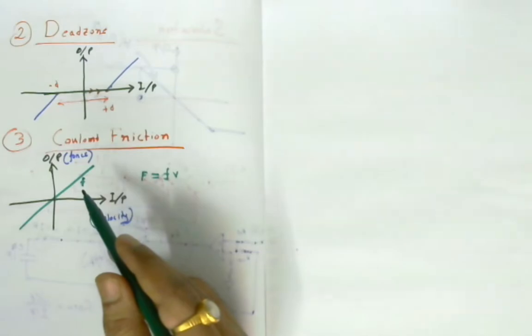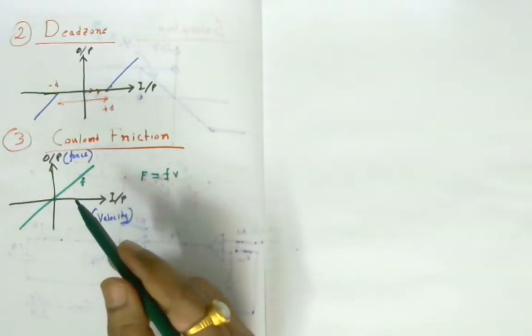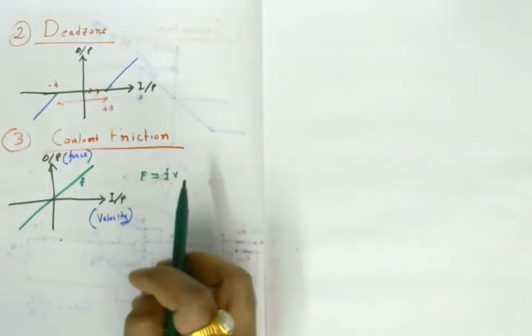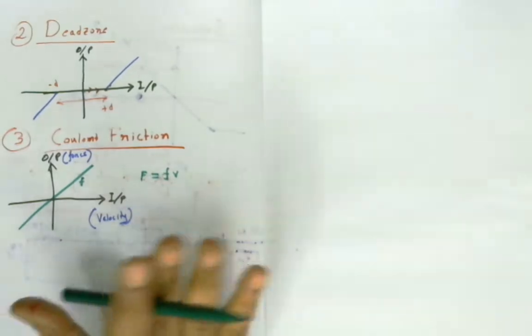So viscous friction is a linear characteristic. But in addition to viscous friction, there are two nonlinear frictions as well, one of which is called Coulomb friction. Now, what is Coulomb friction? Coulomb friction is basically a constant retarding force, I mean an opposing force.